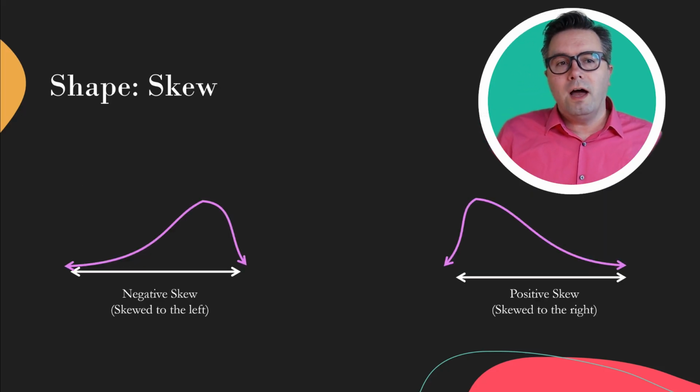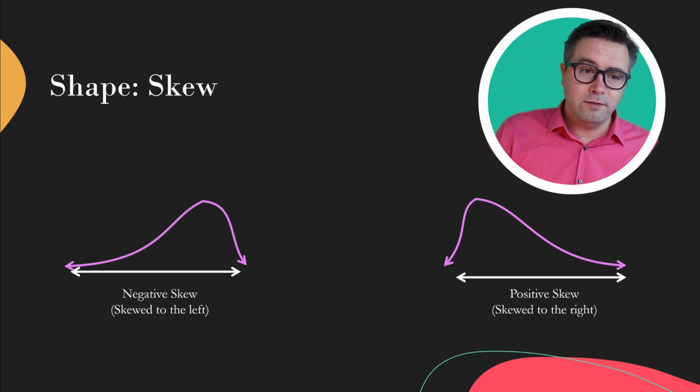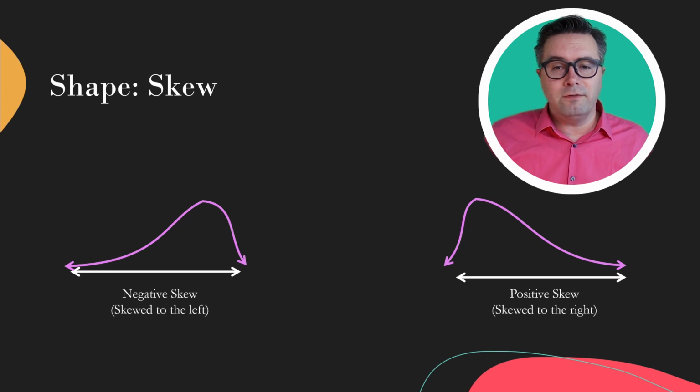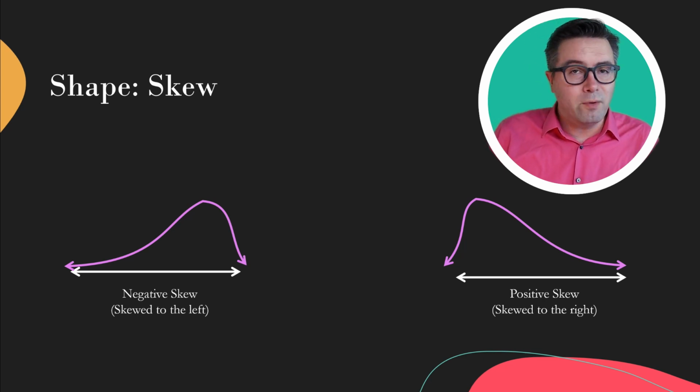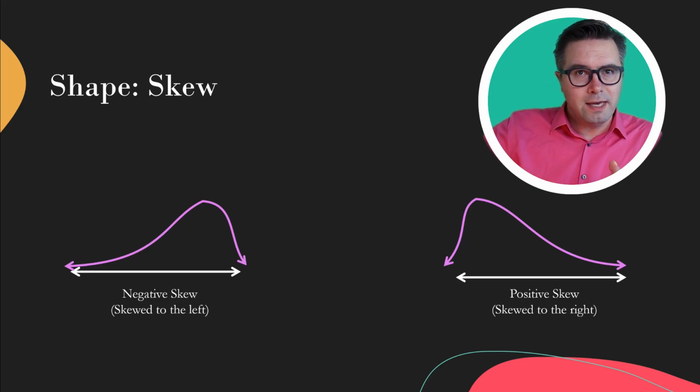First of all, shape. The first thing we'll look at is skew, right? You've heard this before: negative skew is where things are skewed to the left, and positive skew is where things are skewed to the right. Notice that it's not where the hump is, it's where the tail is. That's where the skewing is.